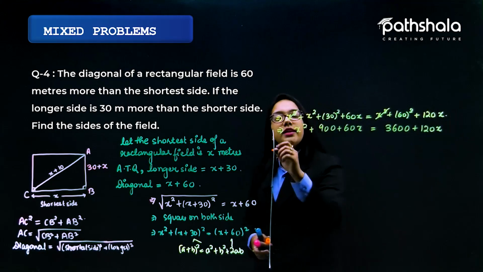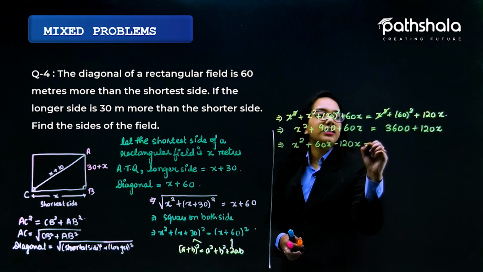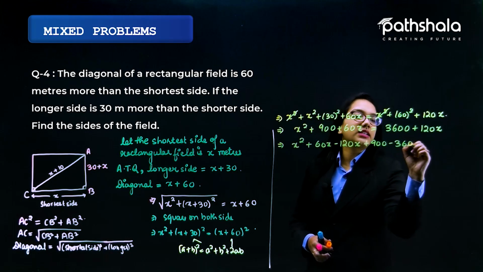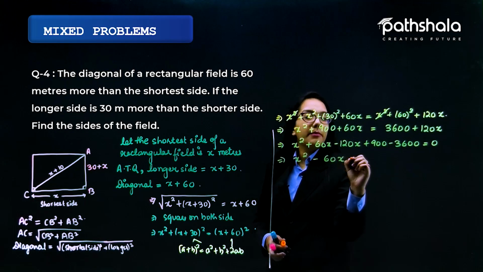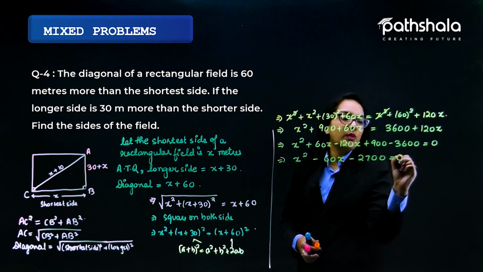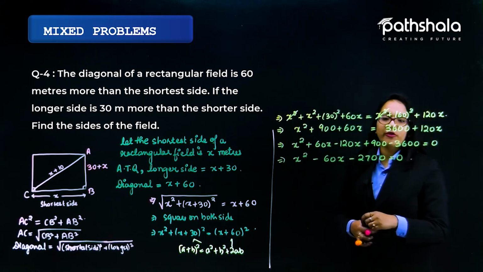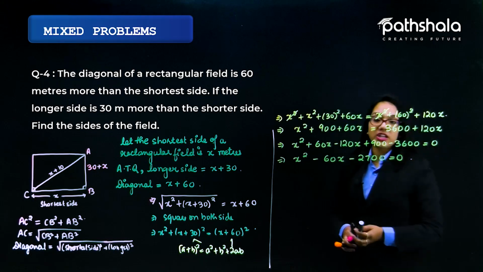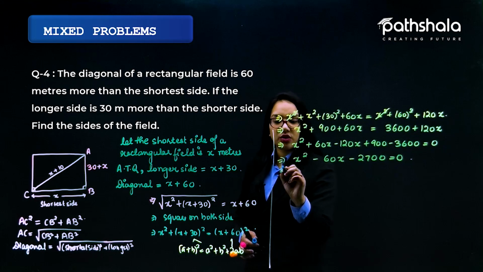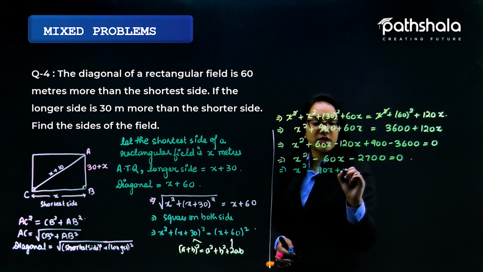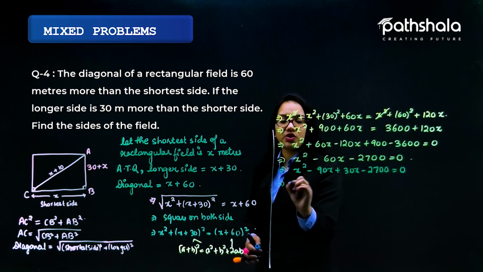Let's just take all the terms on one side. So this would be x square plus 60x minus 120x plus 900 minus 3600, which is equal to 0. Now let's just sort it out. So this is x square minus 60x minus 2700, which is equal to 0, because 3600 minus 900 is 2700. Now we have to look out for the two numbers whose multiplication is 2700 and whose subtraction is 60. So obviously 90 and 30. So this would be x square minus 90x plus 30x minus 2700, which is equal to 0. So I'm using the factorization method over here.